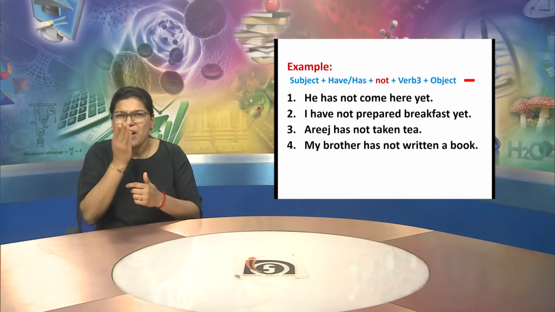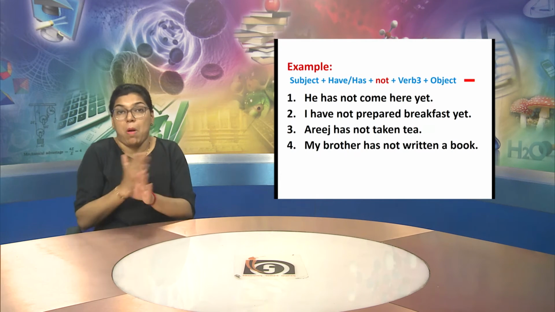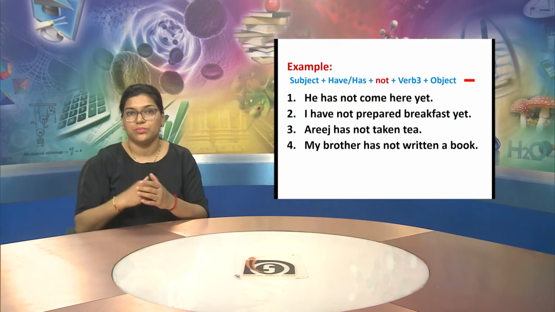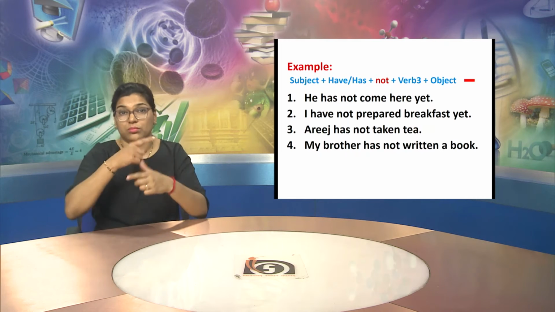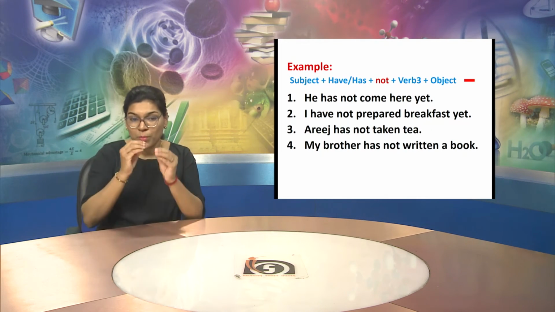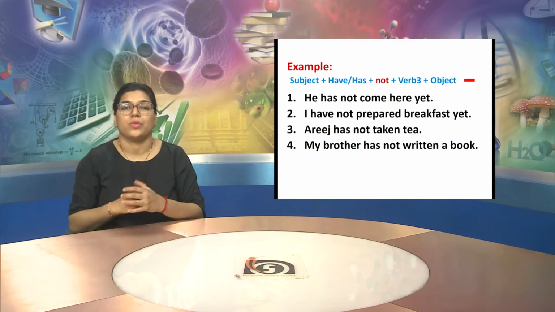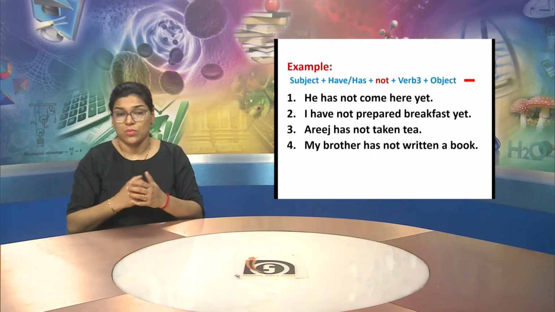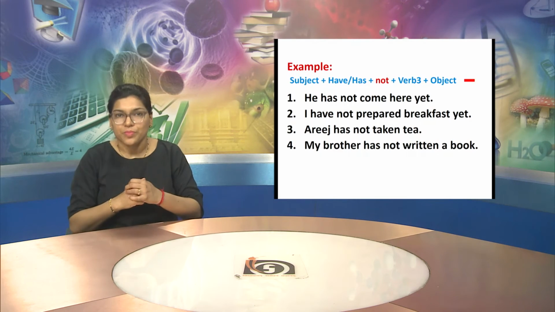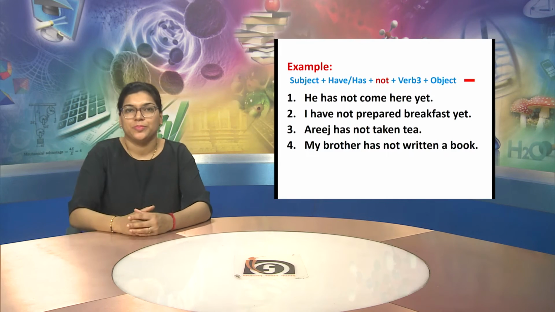Similarly, the second example, if we talk about breakfast, is it ready? Then we can reply that I have not prepared breakfast yet. Arij is the name of a person. The sentence is, Arij has not taken tea. And the fourth example states that my brother has not written a book. So, all these sentences indicate that something has not happened recently.